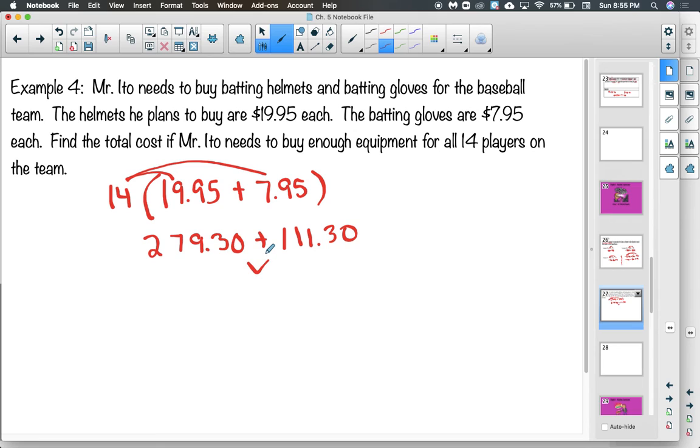And then I can follow my order of operations and add them together. And I get $390.60. That might not be the way that you would solve this problem, but it is a way that we can use the distributive property in a real life context. Okay, go ahead and do your practice problems. Ask any questions in class tomorrow, and we'll talk more about this in class.